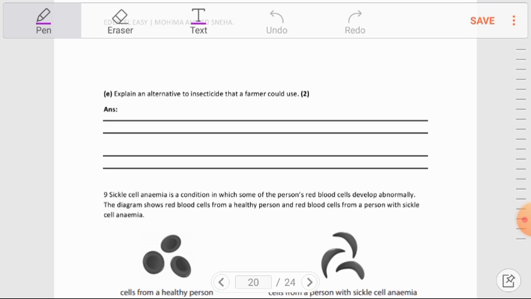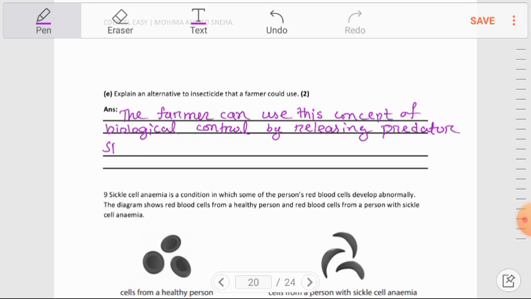The farmer can use the concept of biological control by releasing predator species on his farm to eat the specific pests. And with this, our question number 8E ends, and also the entire question 8. I hope it was clear. Moving to question number 9.